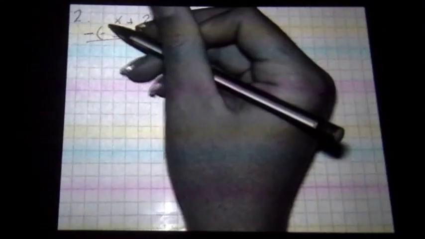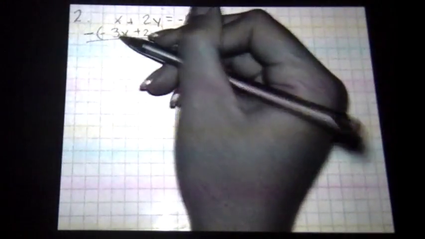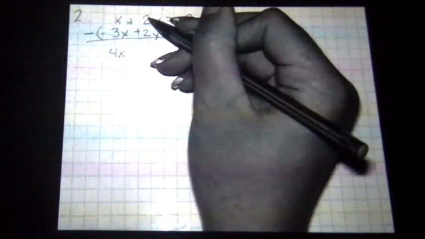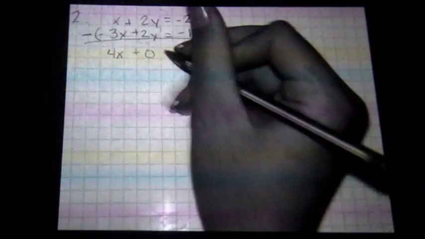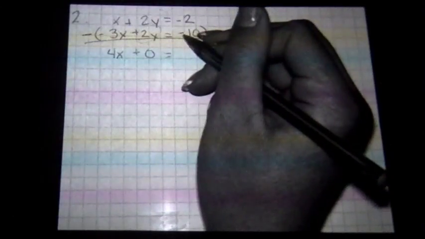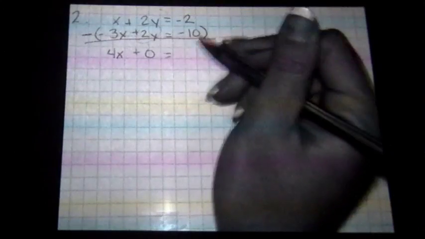Here I'm going to distribute my subtraction sign to this, and so this becomes plus x. So I have x, and I'm going to go up and down just like regular adding or subtracting. I have x, and this becomes plus 3x, which gives me 4x. Right here I'm going to be subtracting this 2y. So I have 2y minus 2y, which gives me 0. And I'm going to have this -10 turn into a +10. So I have -2 plus 10, which gives me a +8.